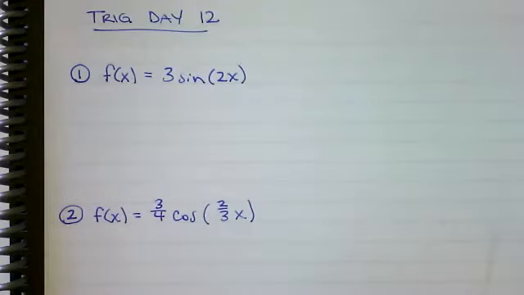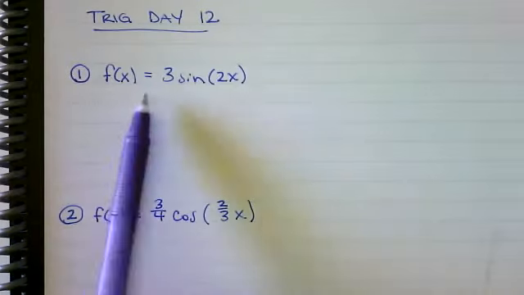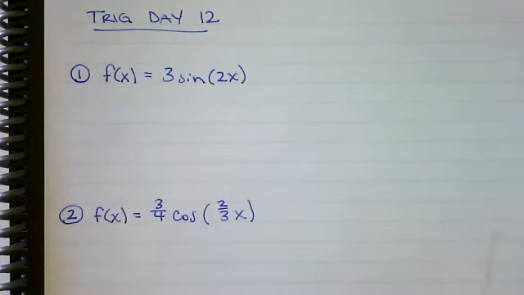Hey guys, this is going to be Trig Day 12. So this is similar to what we were doing yesterday, except now we're going to deal with a function instead of with a graph. So we just have to figure out the pieces of this equation that are going to give us the information that we found yesterday. So again, we're looking for amplitude, period, midline.